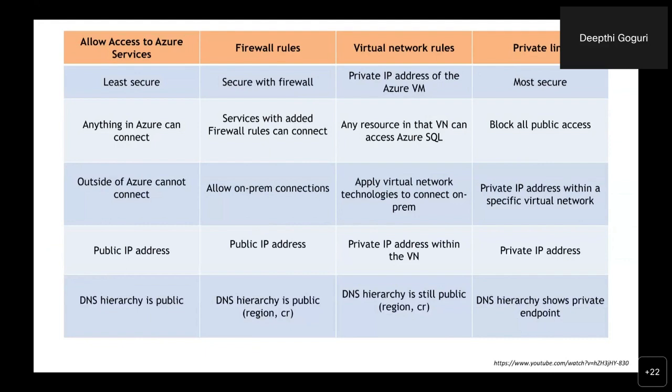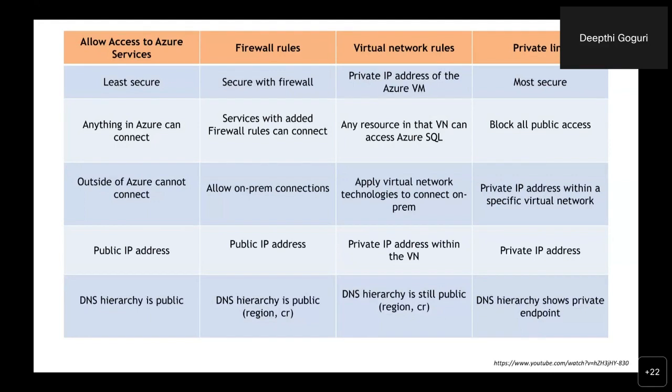From your left side, which shows as a yellow access to Azure services, from left side to right side, as you move, the security increases. The left side is the least secure. As you move right, it is most secure. So let's talk about each of these options. Allow access to Azure services, which is the least secure one.